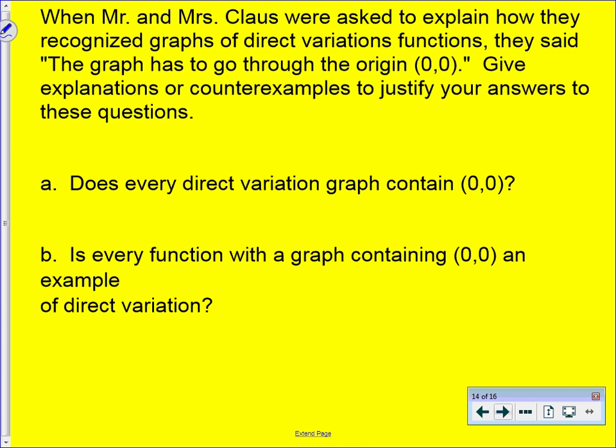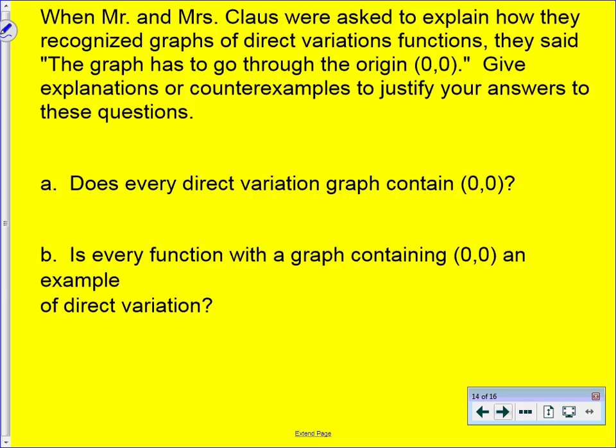The last piece of information I have for you, since I always get called Scrooge or a Grinch, I figured I'd give you an example that deals with Santa and Mrs. Claus. When Mr. and Mrs. Claus were asked to explain how they recognize graphs of direct variation functions, they said the graph has to go through the origin, 0, 0. Give explanations or counterexamples to justify your answer to these questions.